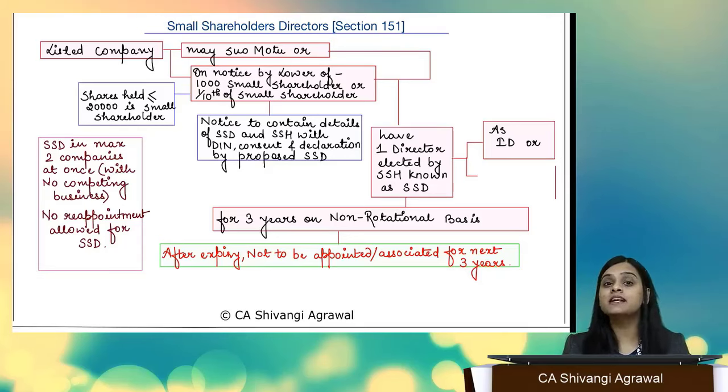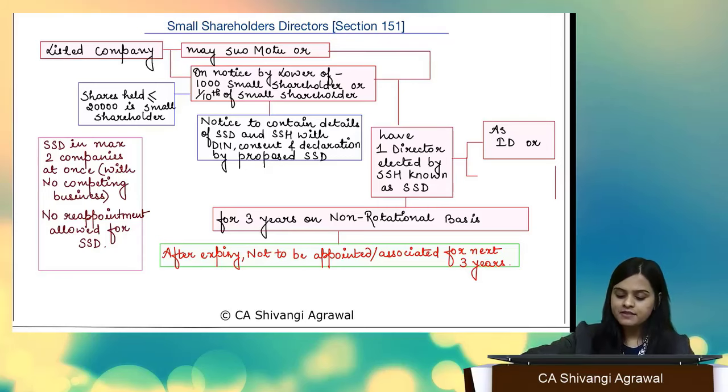Now this section applies to listed companies and it is discretionary. It's not mandatory. So if a listed company wants, it may suo motu, that means on its own, or on receipt of a notice by the eligible small shareholders, have one SSD who is elected by small shareholders. Who is eligible to send notice? 1,000 small shareholders or 1/10 of small shareholders, whichever is lower.